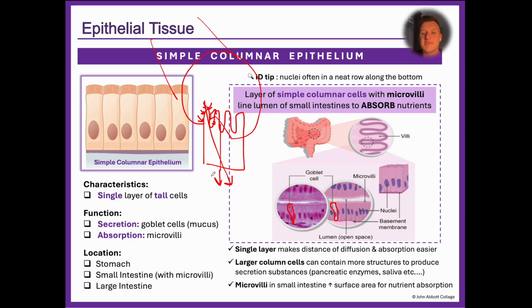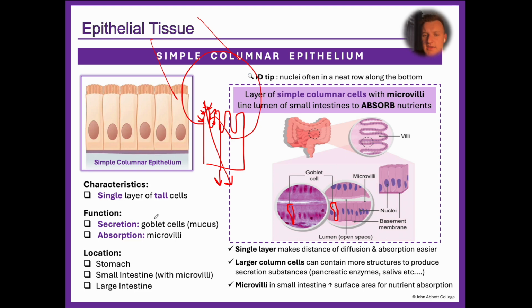Think of the small intestine. You actually secrete a lot of mucus into the small intestine to allow things to pass nicely, right? Mucus can help lubricate the passage a little bit. So that's another cell type you might see mixed into this simple columnar epithelium.